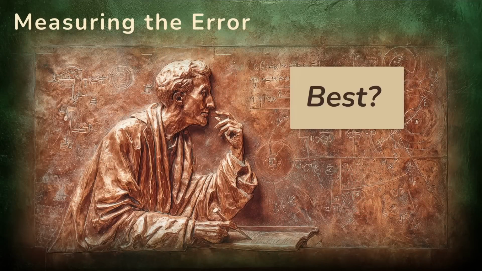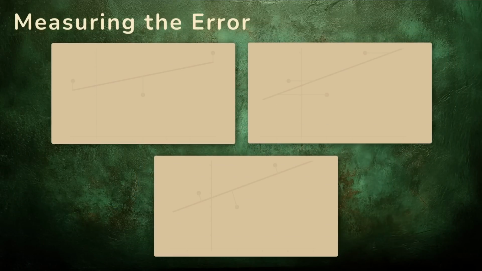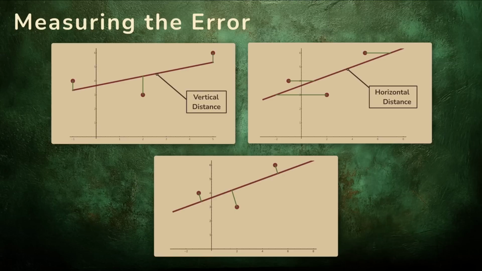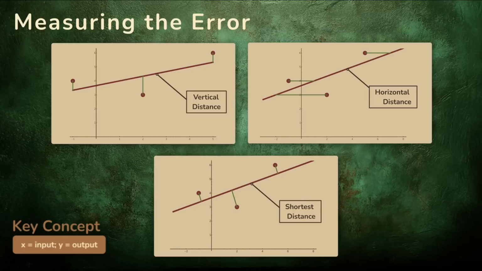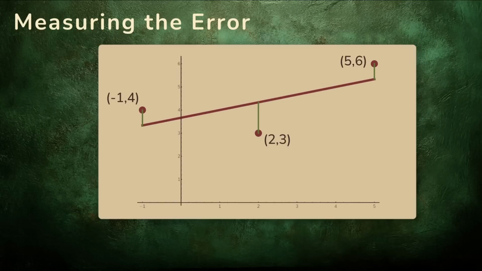To find the best line, we first need to decide what best means. In other words, we need a way to measure how much the line misses each point. There are a few ways to do this. We could measure the vertical difference, the horizontal difference, or maybe the shortest distance from each point to the line. But since we treat the x values as inputs and the y values as outputs, we'll focus on the vertical difference, how far off the predicted value is from the real value.